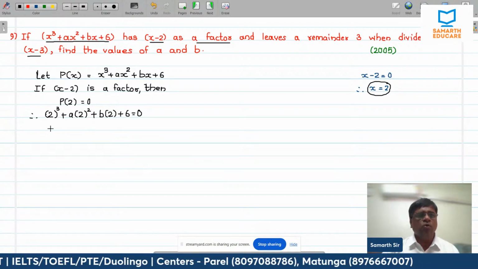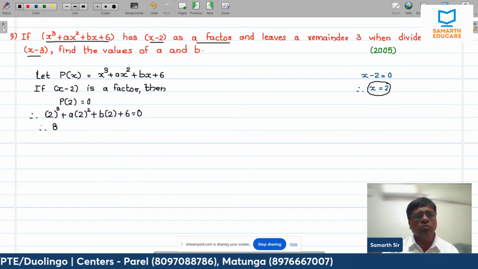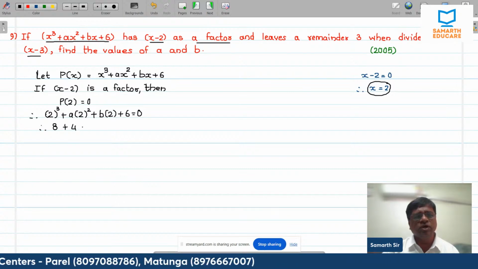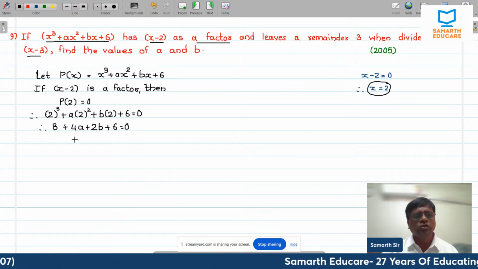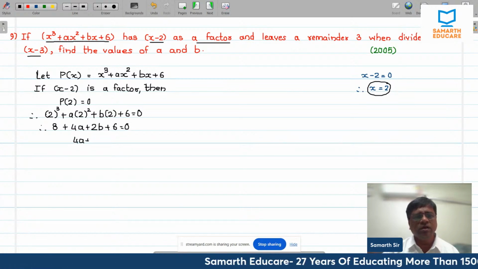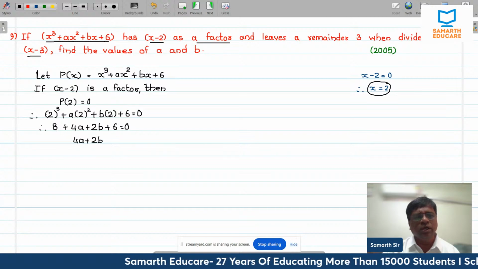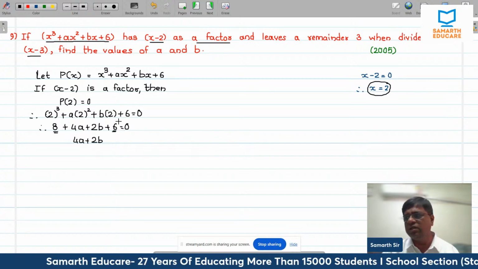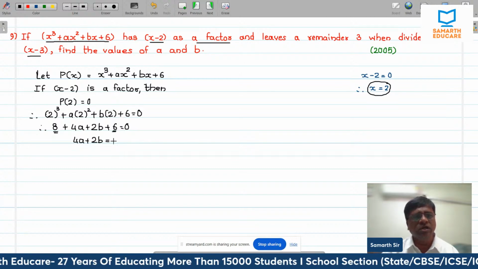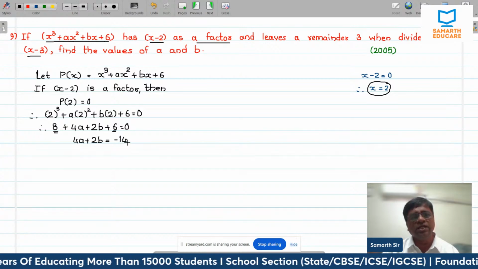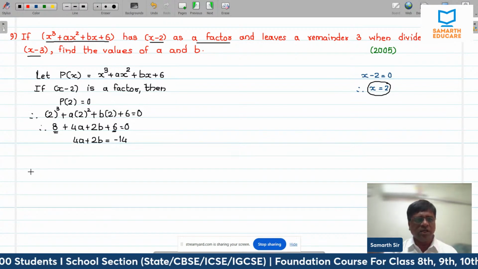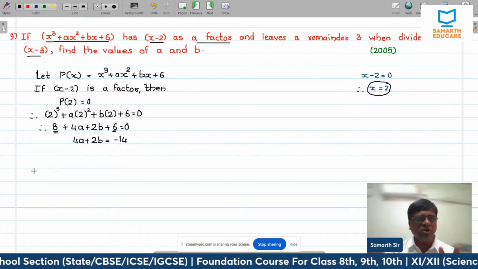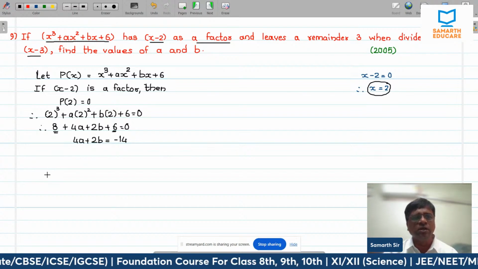All right. Now what will happen? 2 का cube है 8 plus a into 2 का square है 4, plus 2b plus 6 is equal to 0. So we have 4a plus 2b. Now 8 plus 6 is 14. I am taking that 14 on the right hand side and I get minus 14. ऑल राइट, इसको मैं यहाँ पे छोड़ रहा हूँ. ये एक्चुअली इक्वेशन नंबर 1 बनेगा, बट लेट मी डू समथिंग पहले.